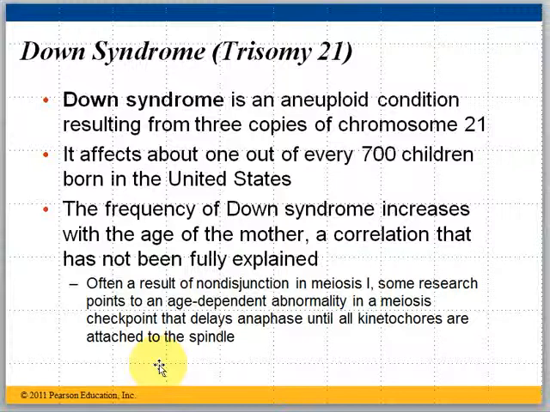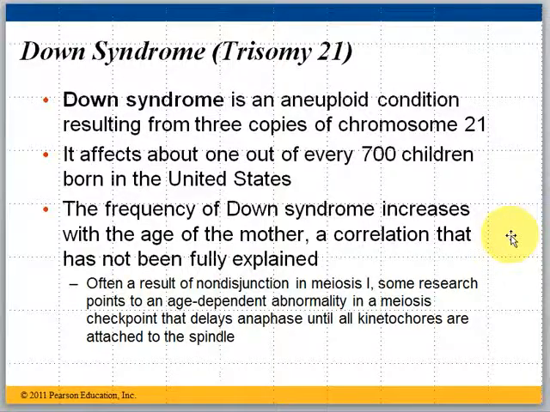So Down syndrome is an aneuploid condition that results from 3 copies of chromosome 21. That's why it's also called trisomy 21. It affects about 1 out of every 700 children born in the U.S., and the frequency of Down syndrome actually increases with the age of the mother. And that hasn't been fully explained yet, but the older a woman is when she has her children, the greater the chance that one of the children will be born with Down syndrome.